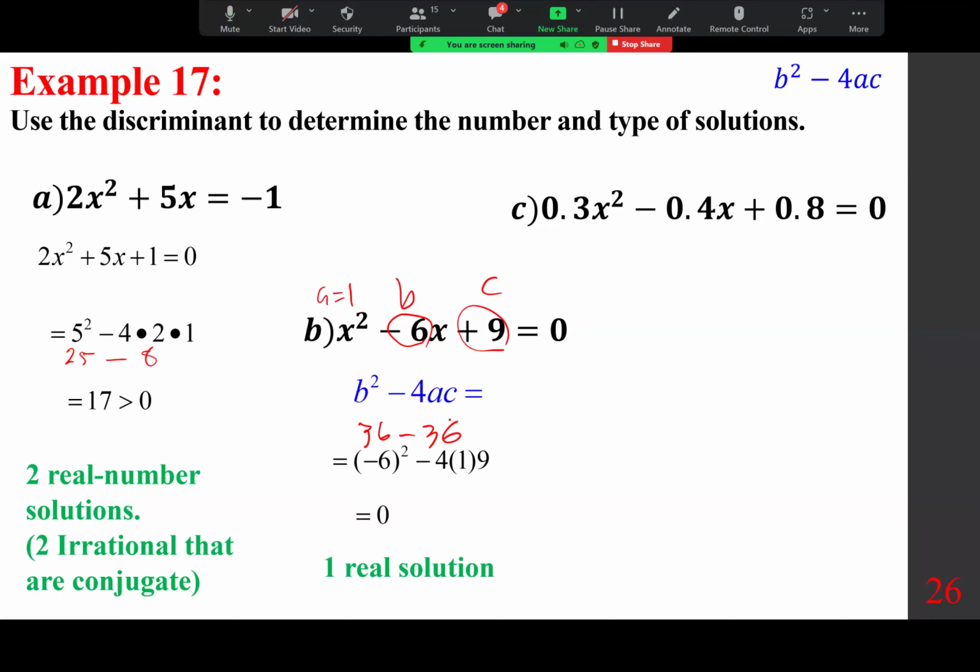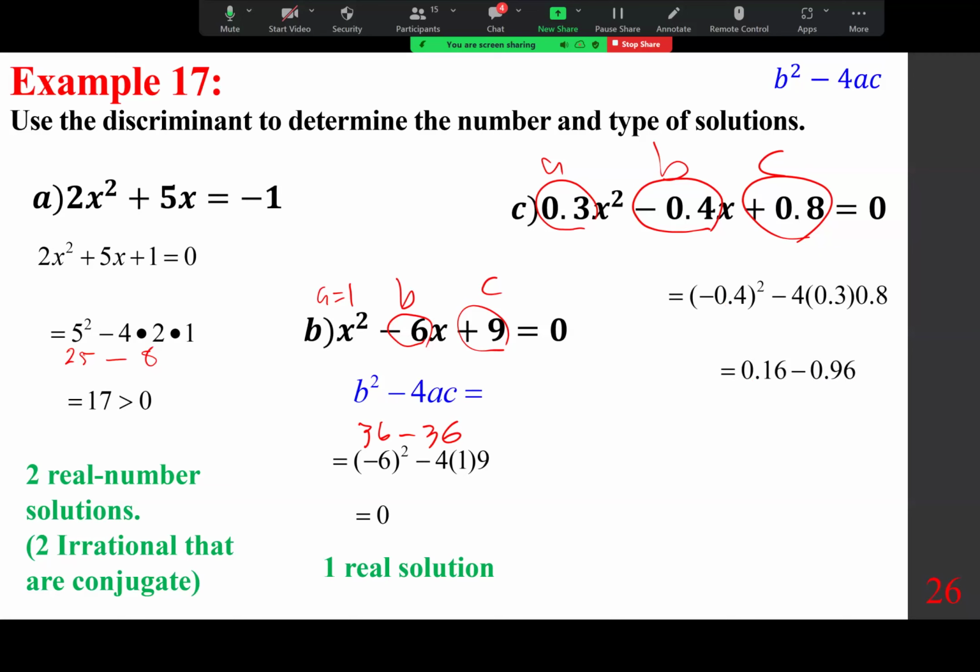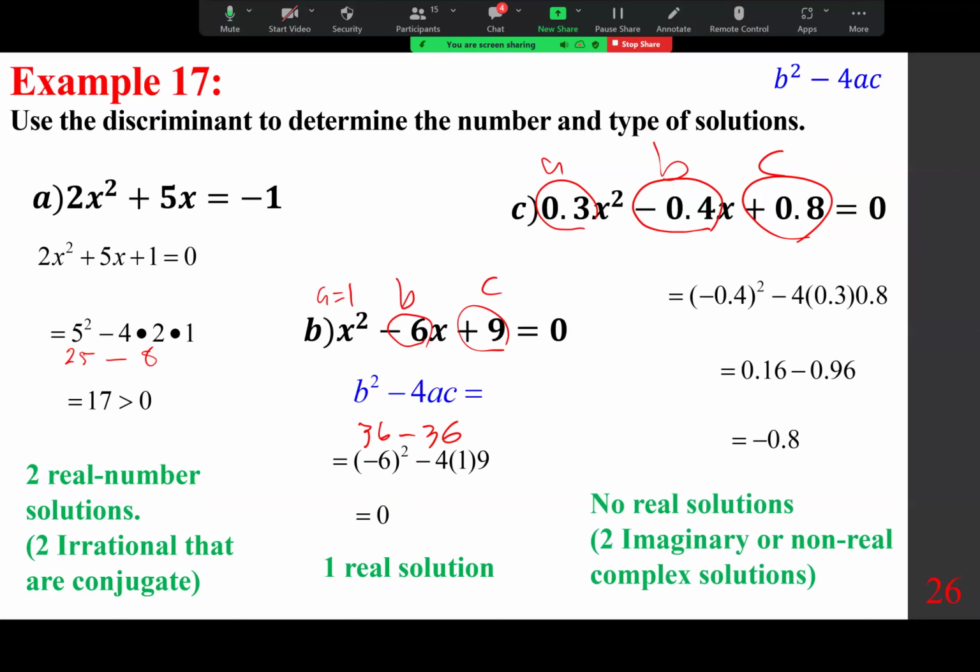Part C, of course, you can multiply both sides by 10, get rid of the decimal and do that, but just the way it is, it can be worked out. This is A, B, C. So minus 0.4 quantity squared, minus 4 times 0.3 times 0.8. So this is 4 times 4 is 16. You need two decimals, so 0.16. 4 times 3 times 8 is 96. You need two decimals, so minus 0.96. And it becomes negative 0.8. Because it's negative, no real solutions, or two imaginary or non-real complex solutions.